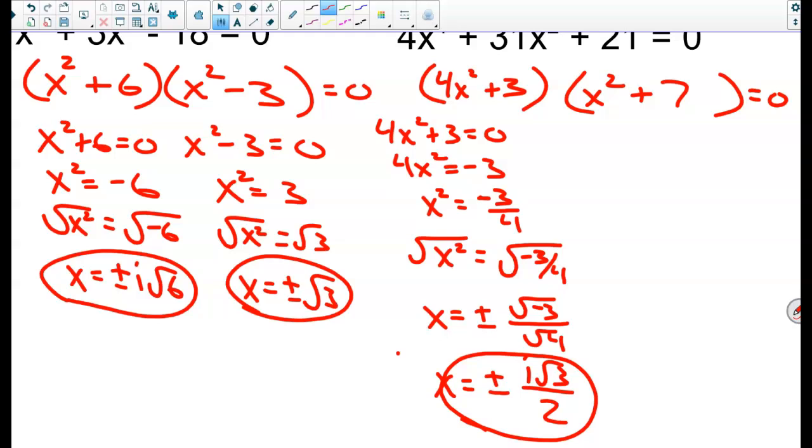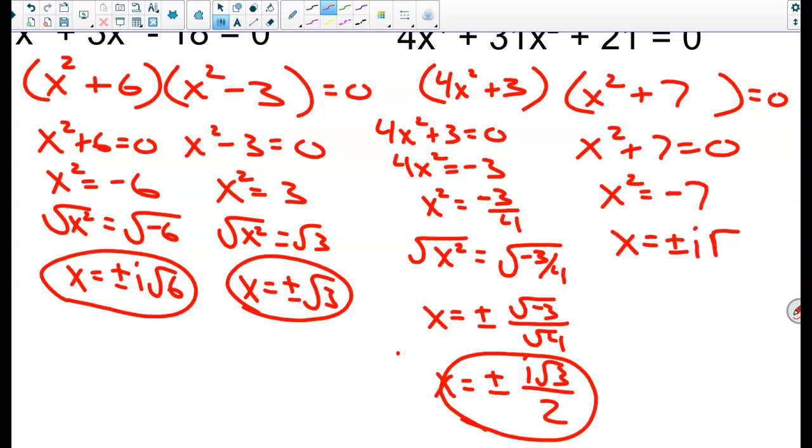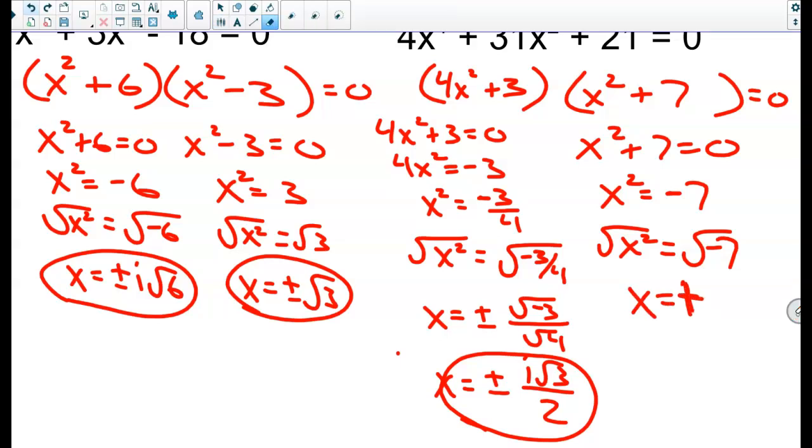Okay. Here, x squared plus 7 equals 0. x squared equals a negative 7. x equals plus or minus i root, whoops, jumping the gun there, I'm sorry. Let's take the square root of both sides. And then x equals plus or minus i root 7.